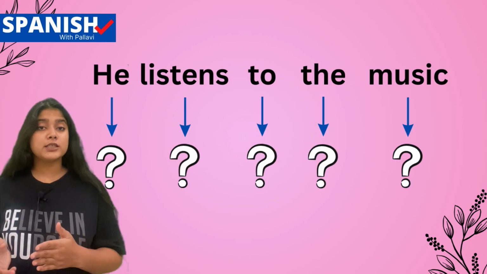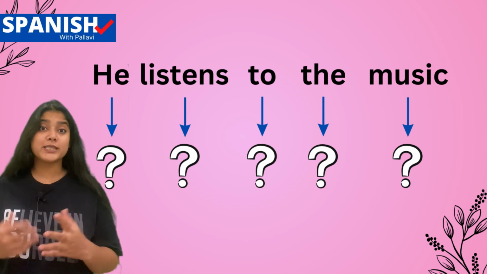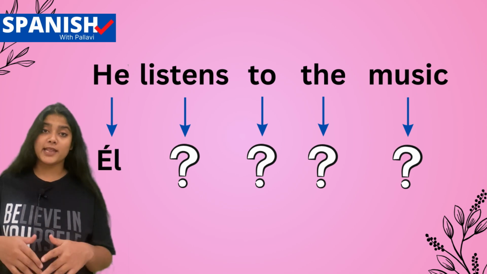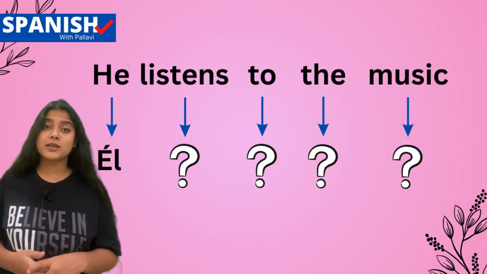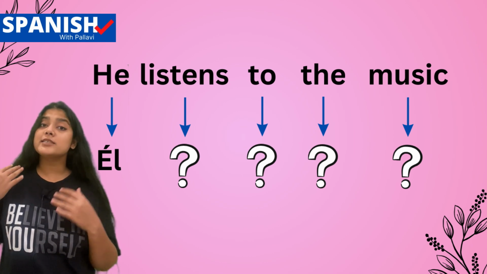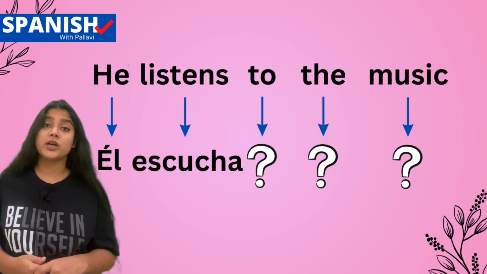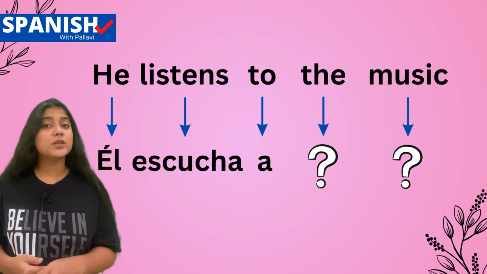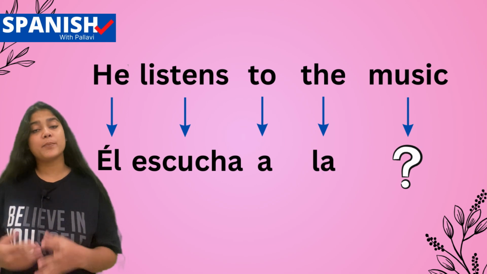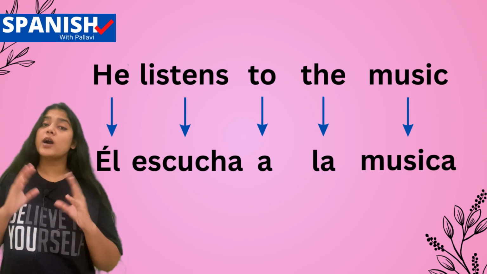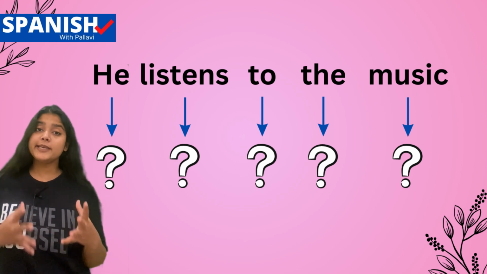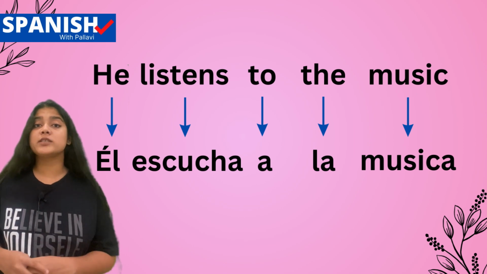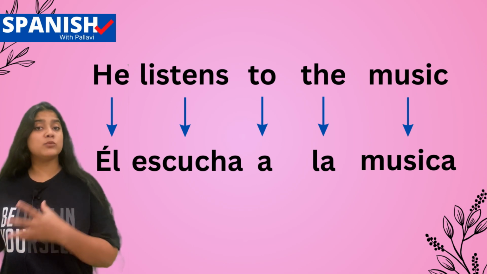Next, he listens to music. How do we say that? So he in Spanish will be él. Listens will be escucha. To will be a. Music will be la música. So how do we say the whole sentence? He listens to music. Él escucha a la música.